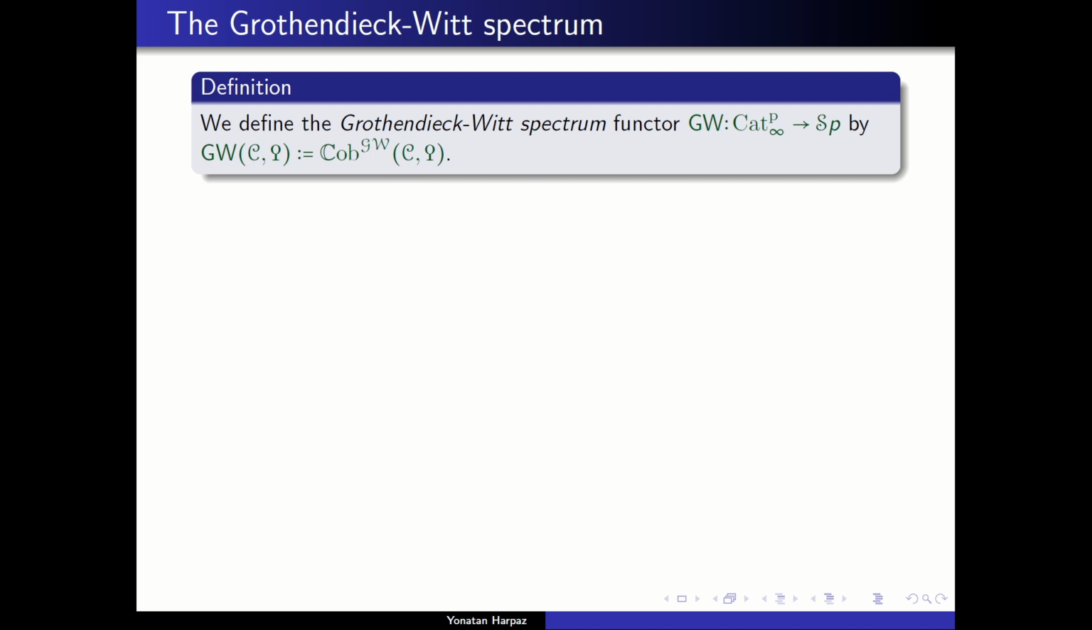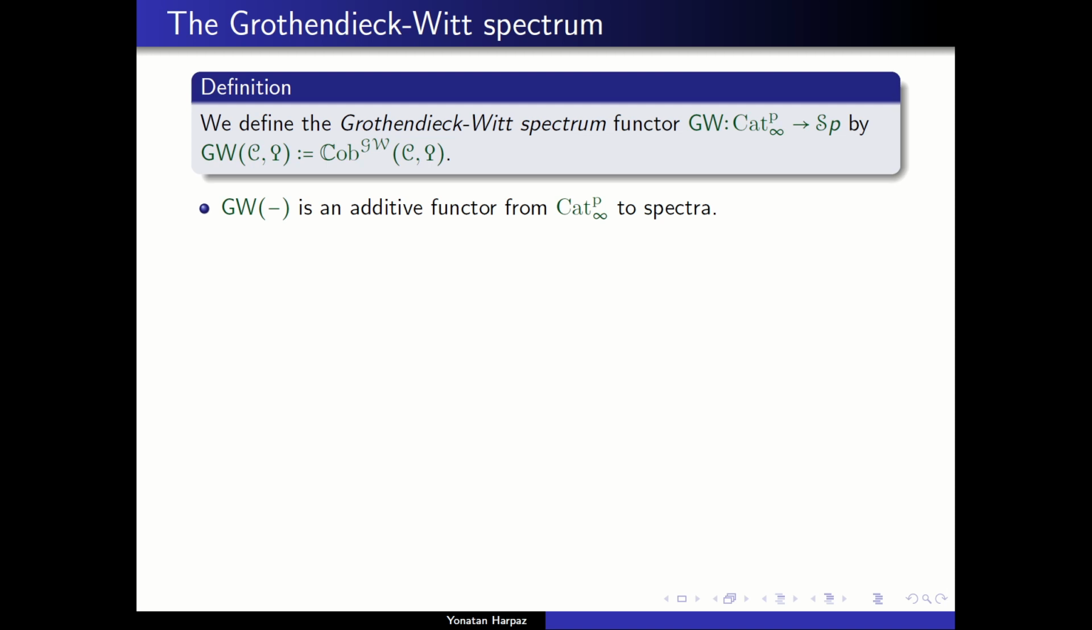And if one unwinds the definition, the individual spaces that sit in this omega spectrum GW are usually referred to as the iterated Q construction. So the first term involves just the geometric realization of the Q construction. The second term will involve the geometric realization of a twofold simplicial space involving iterated application of the Q construction, etc. So this can also be considered the definition of the Grothendieck-Witt spectrum via the iterated Q construction.